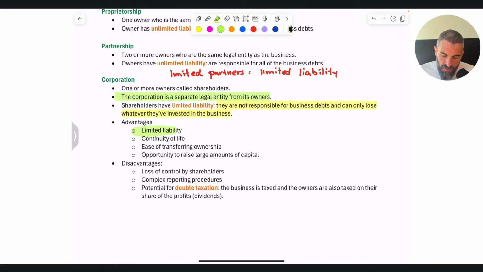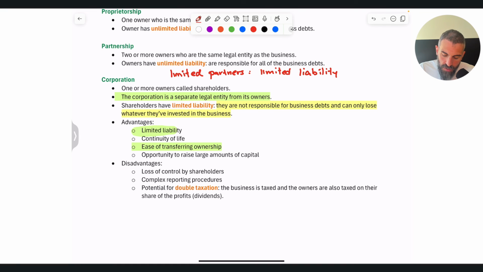I've got a list here of advantages and disadvantages. The main advantage, as I said, is limited liability. Then you've got some other ones, continuity of life. With a sole proprietorship or even a partnership, if the owner dies, the business pretty much dies with it because the business is the owner. There's no separation. But in a corporation, if the shareholders die, the business lives on, right? The business has an indefinite life of its own.